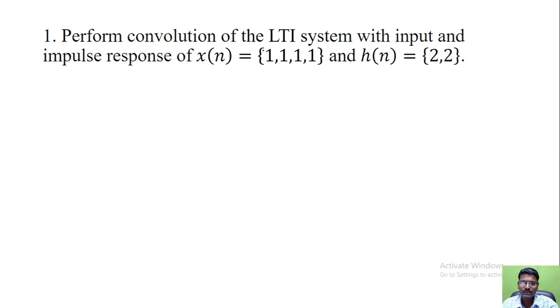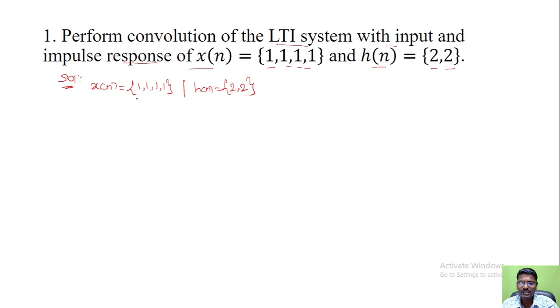Perform convolution of an LTI system with input and impulse response x of n is equal to 1, 1, 1, 1 and h of n is equal to 2, 2, right? So solution: here they have given the discrete input signal, that is x of n is equal to 1, 1, 1, 1. So there are 4 samples in the given x of n, and h of n is equal to 2, 2, which has 2 samples, right?